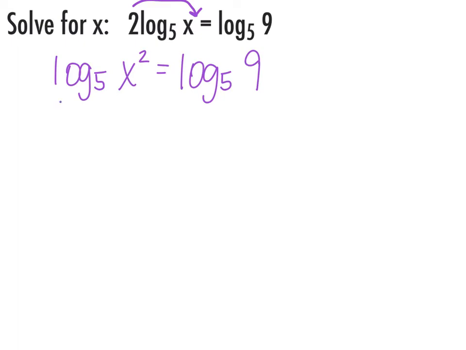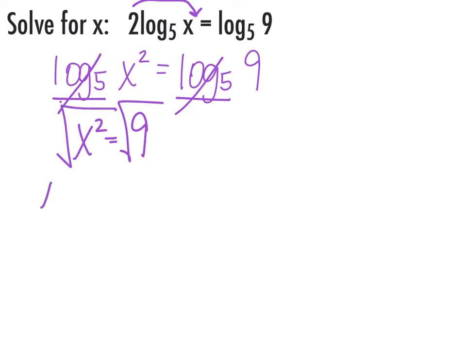Because I have the same log with the same base, it's almost as if those two things cancel out, and I get x squared equals 9. If I take the square root of both sides, I get x is equal to positive 3 and x is equal to negative 3. But before I assume that both of those work, I have to plug them back into my original to make sure that they verify my x values.